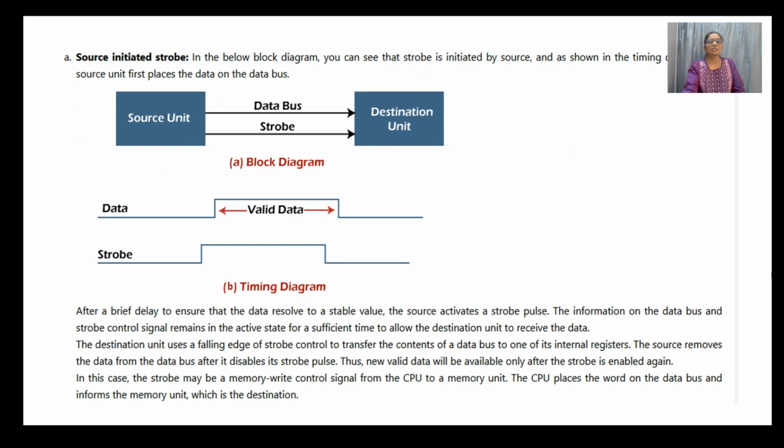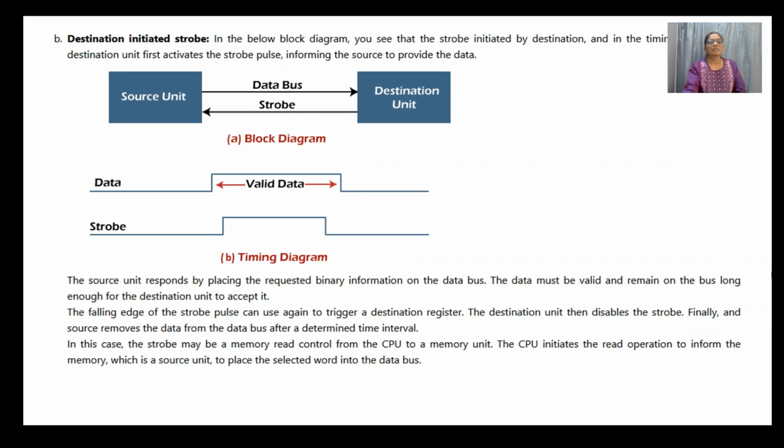What happens in the source initiated strobe method is that first the source unit sends the data to the destination with the help of the bus, and after transferring the data, the source unit sends the strobe signal to the destination unit. The timing diagram is also given in the picture. Whereas coming to the destination initiated strobe method, here the source unit will send the data to the destination unit. After that, the destination unit will send the strobe signal to the source unit. First, whether the data is valid or not will be checked by the destination unit. Then the destination will send the strobe signal. That is the process that happens in the destination initiated strobe method.